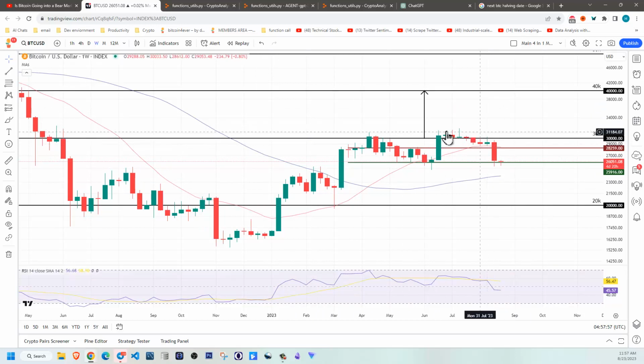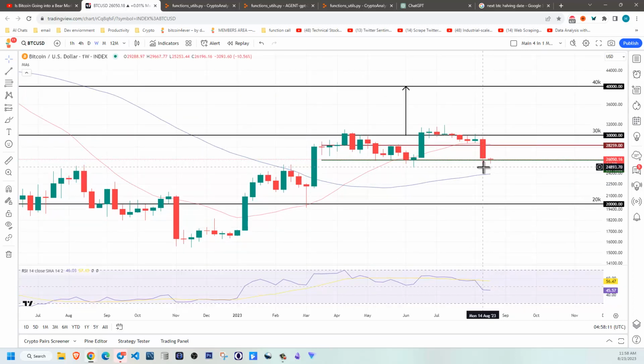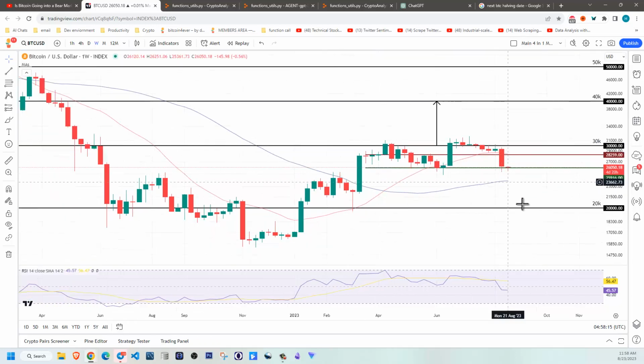The price was around 30K. So I was saying that I would personally wait for the price to retrace before thinking about buying. And so there you go. Now we had a sharp move to the downside. So now I say it would be an interesting time to maybe buy the dip or start buying the dip.